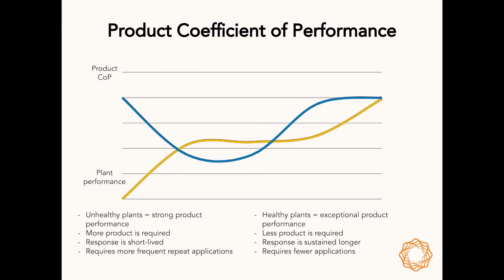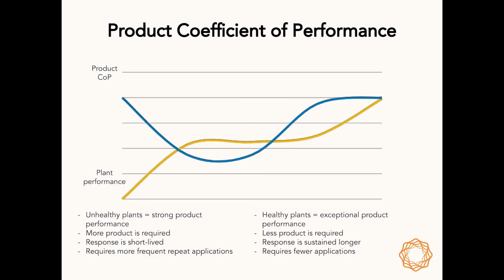Then, over time, as the plants become healthier and they go up to 20% photosynthetic efficiency, you get this dip where now foliar applications are no longer quite as effective, and they don't produce the big bang response that they did when really stressed plants were present.